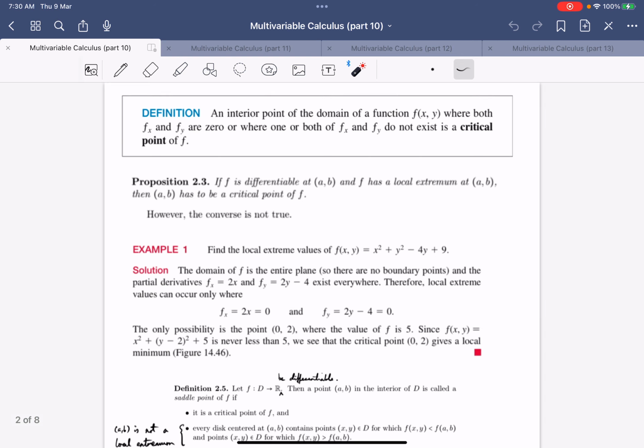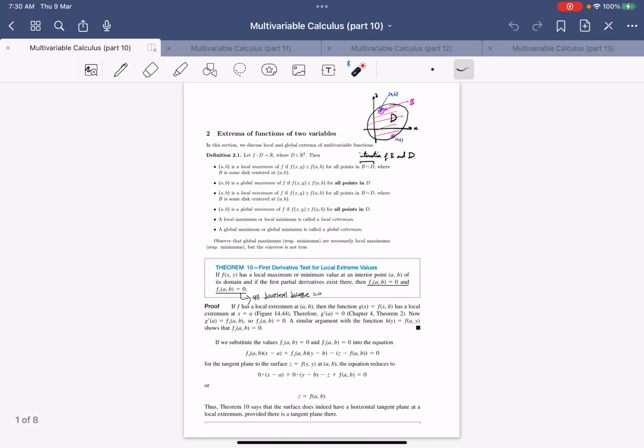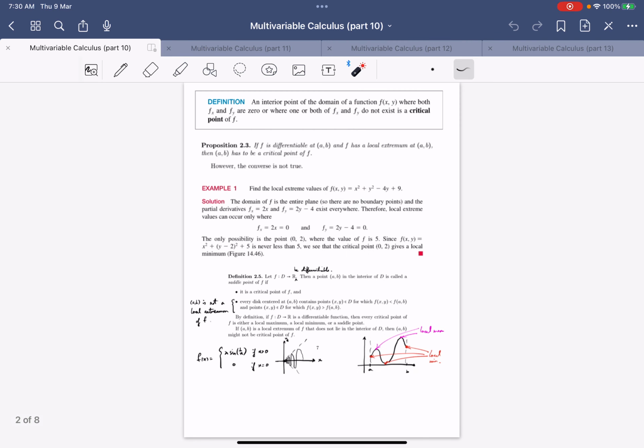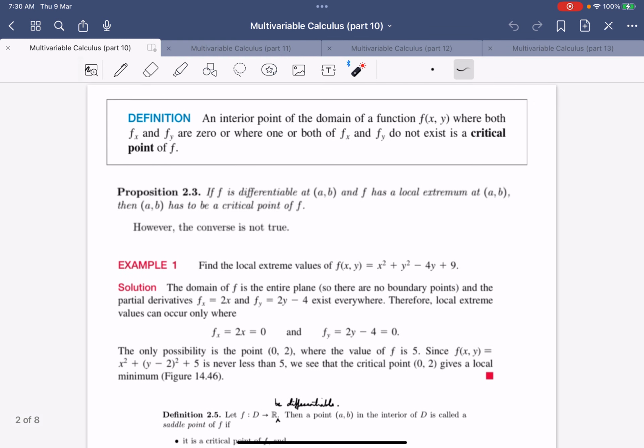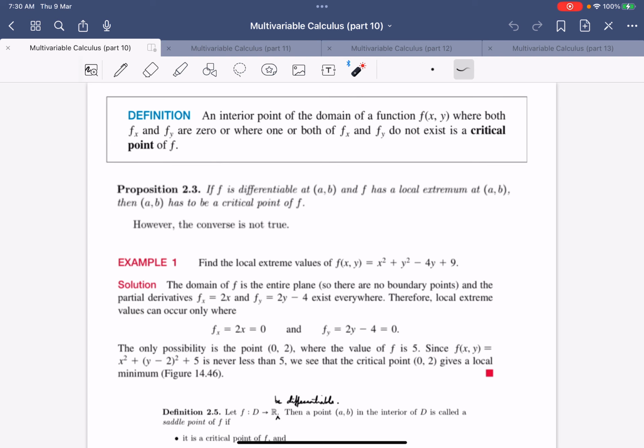And when we think about it, we know that the extrema values will have these partial derivatives equal to 0. So we can make a definition for when a partial derivative equals 0 and what happens when it does not exist at all. Then we call this point a critical point. And so if it's differentiable and it has a local extreme value, by the first derivative test, it means that (a, b) is a critical point because f_x and f_y are both 0.